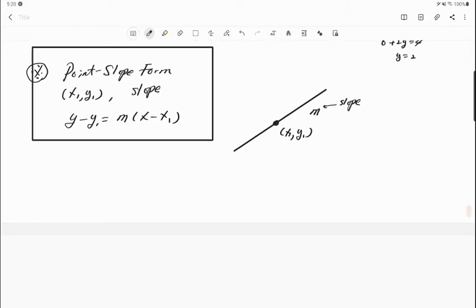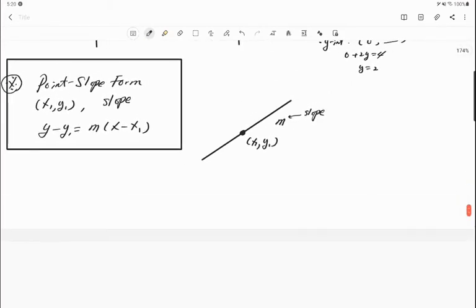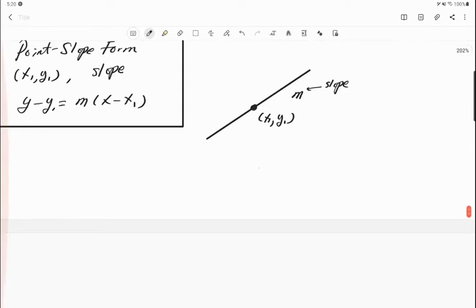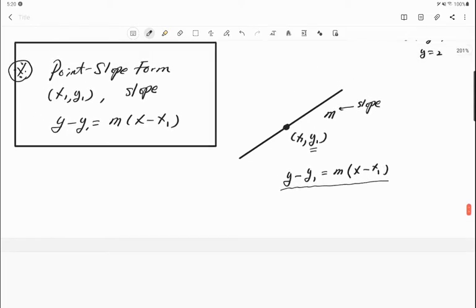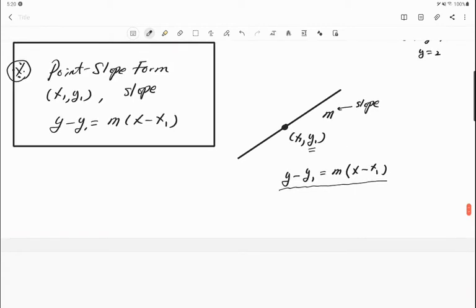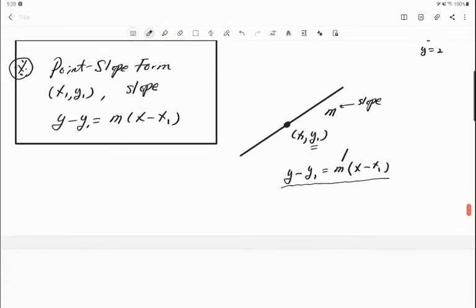Okay, so y minus y1 equals m times x minus x1. That's it. This is the slope. This is the point slope formula. Okay, point slope form. So this is the slope, and then x1 and y1.